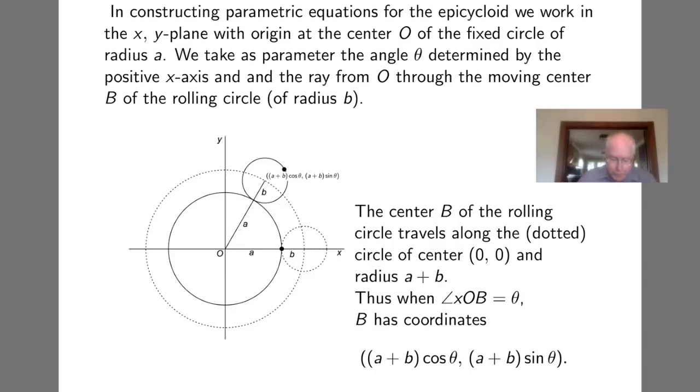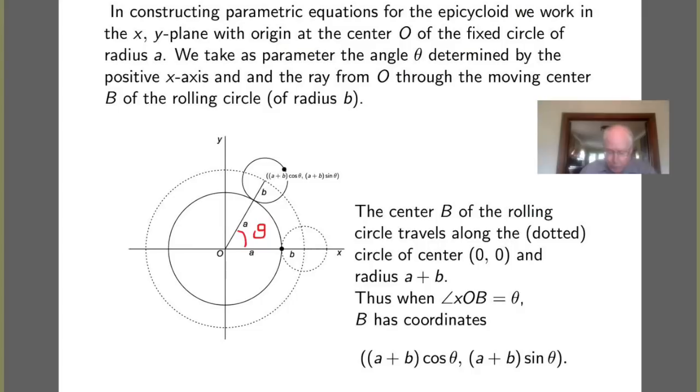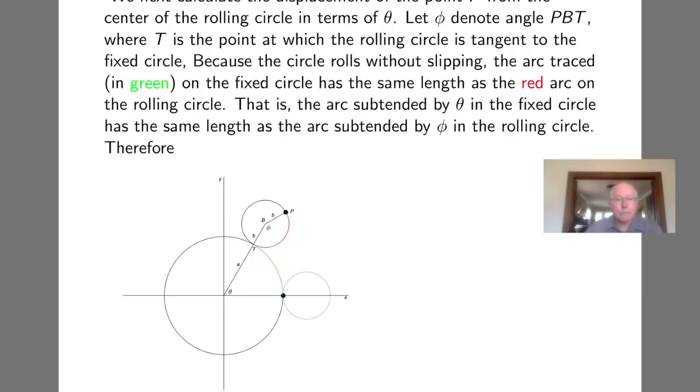And because we know this central angle, which we're calling theta once again, the parameter is that angle theta, as we saw earlier, if we know the central angle and the radius, the horizontal displacement from the center is (a plus b) cosine theta, and the vertical displacement (a plus b) sine theta. And so that gives us these coordinates for the center in terms of the angle theta that measures how far the rolling circle has moved along the fixed circle.